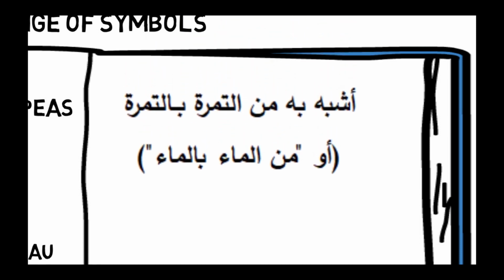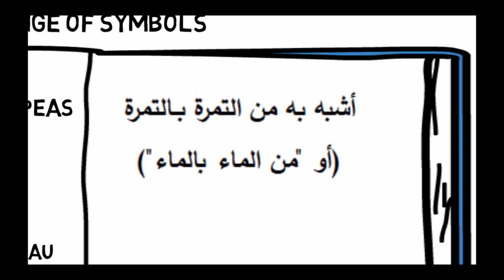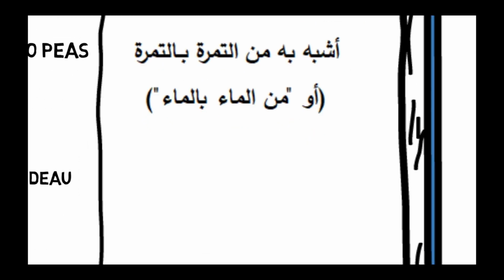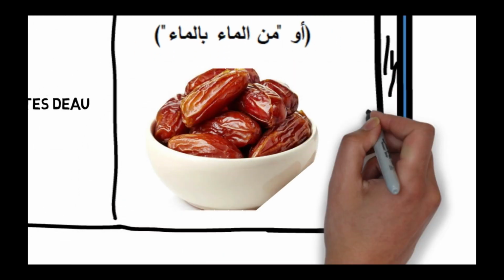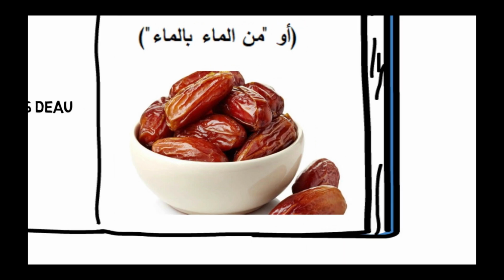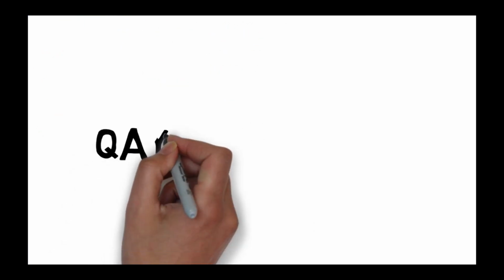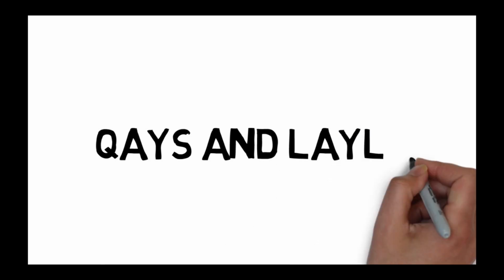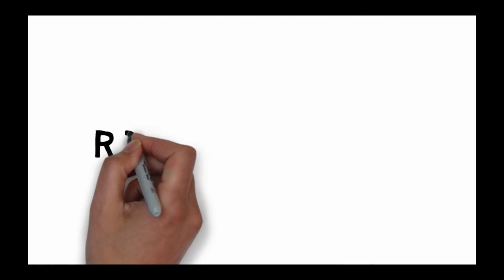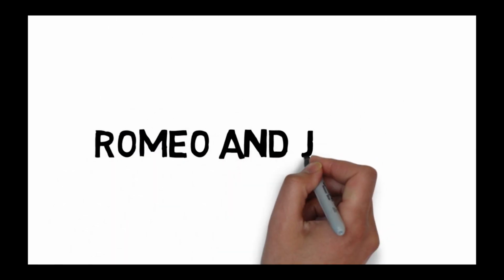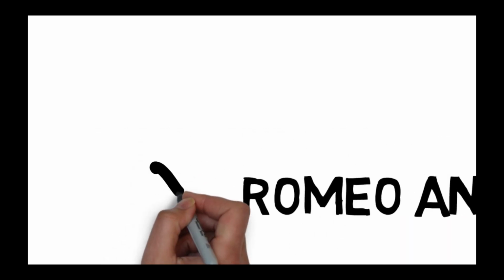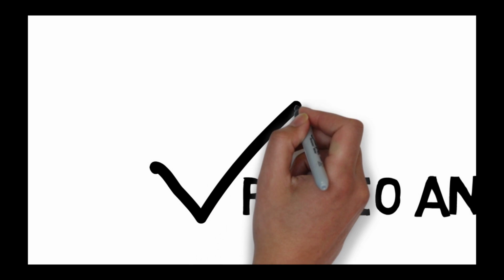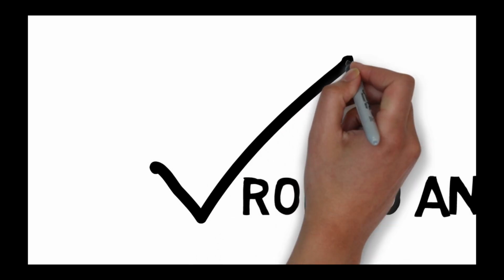We have another symbol in Arabic, أشبه به من التمرة بالتمرة. Or you can say من الماء بالماء. Both can be found in Arabic literature. Another example, أحبها حب قيس ليلى. قيس ليلى can be translated into Romeo and Juliet, because they are well-known symbols of love across cultures.